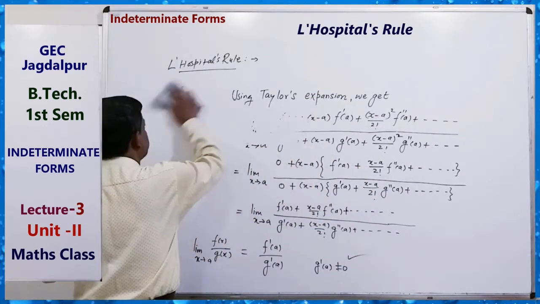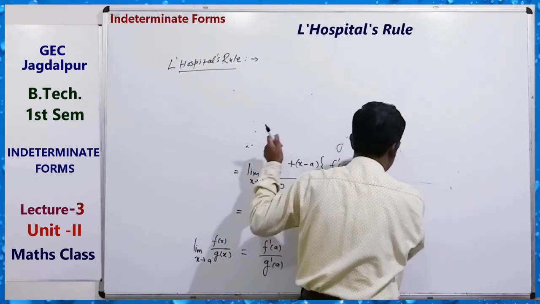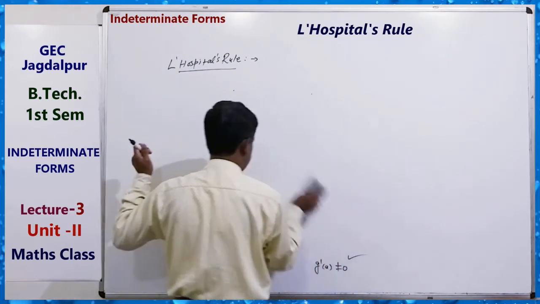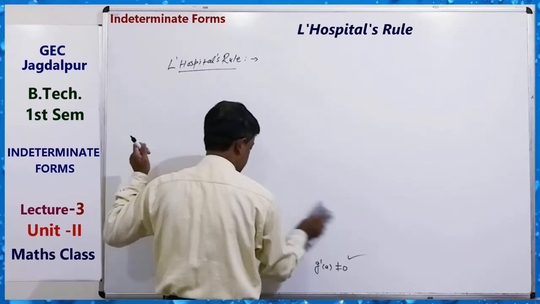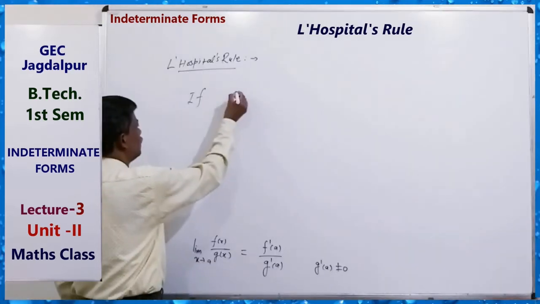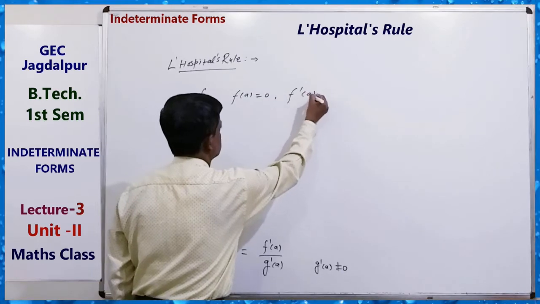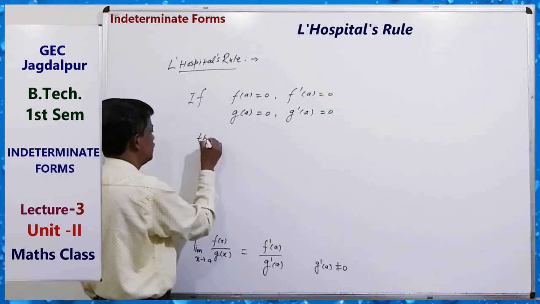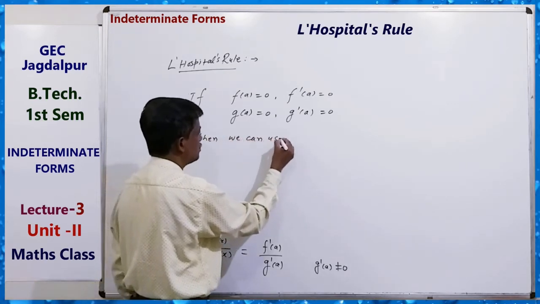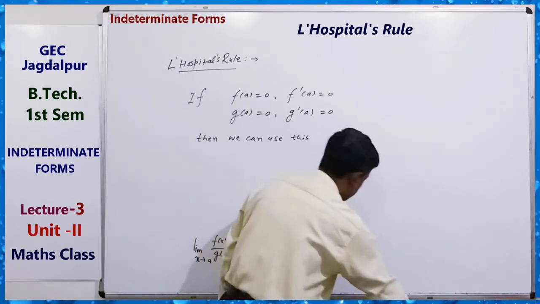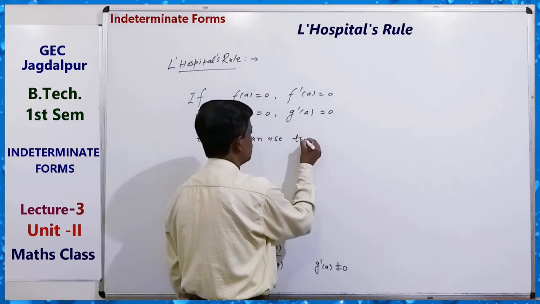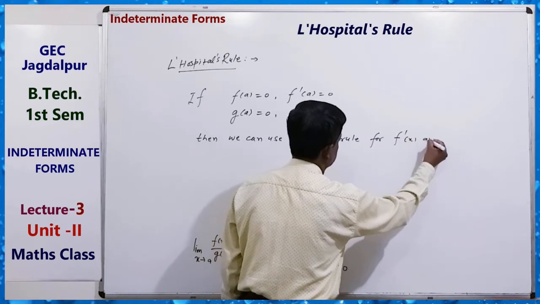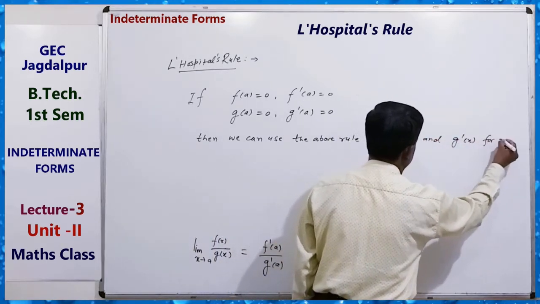That means if f a equals 0, f dash a equals 0, g a equals 0, g dash a equals 0, then we can use the above rule for f dash x and g dash x at x equals a.